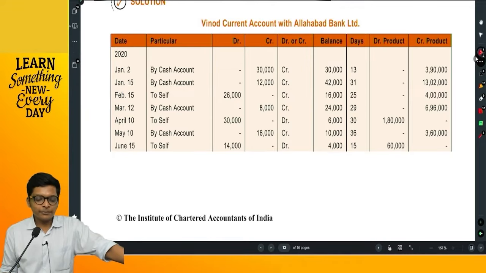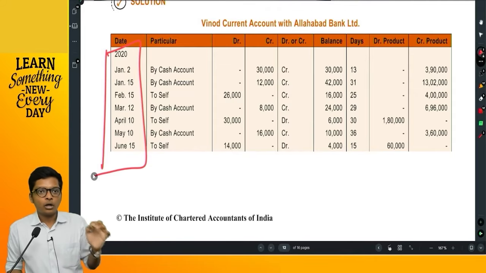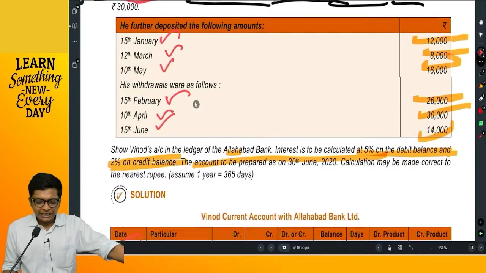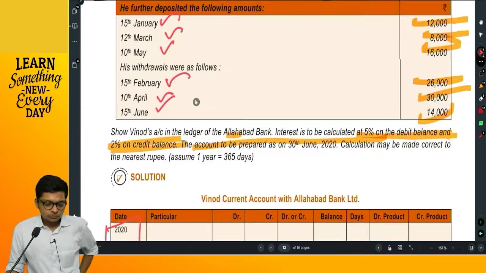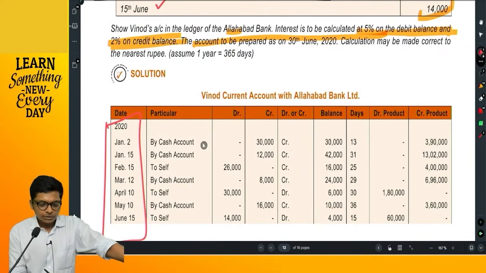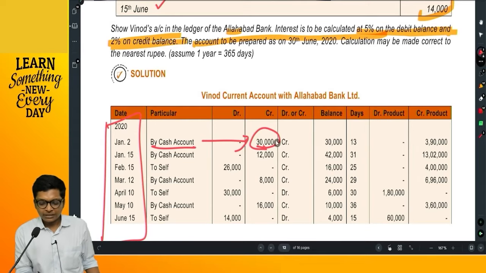So first step is to write everything in a sequential order. Then what is the first transaction? 2nd Jan, it is deposited. How much, guys? 30,000. So show that by cash 30,000. Balance is there. How much?